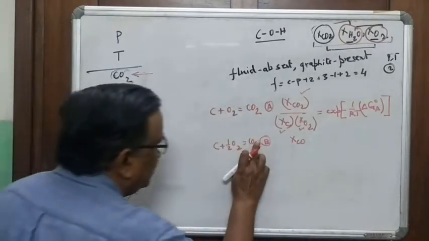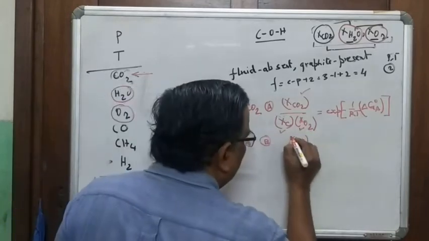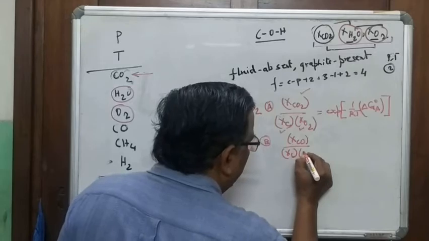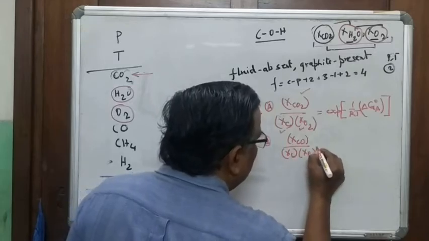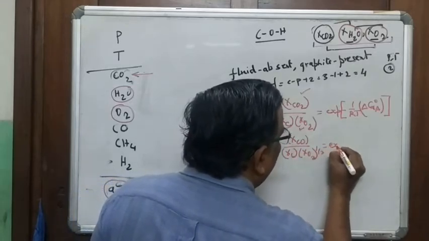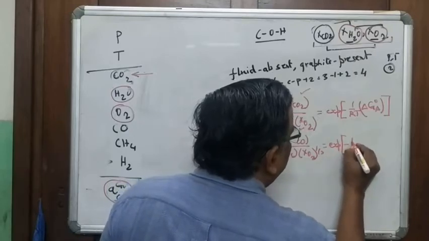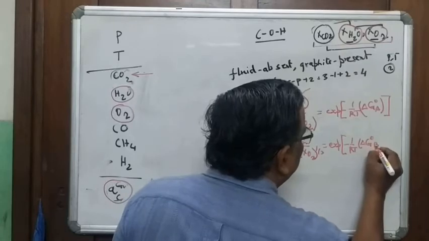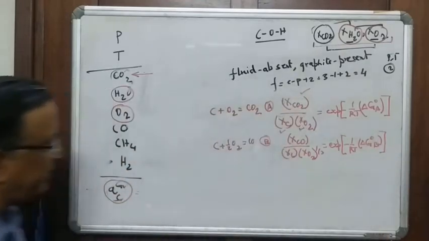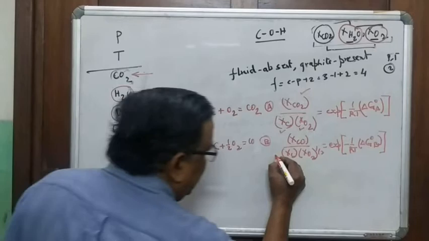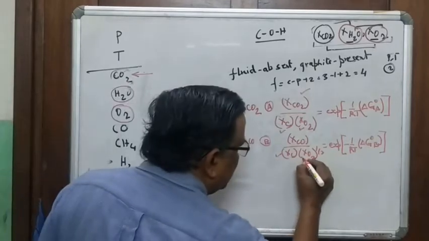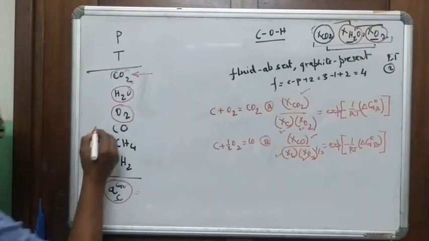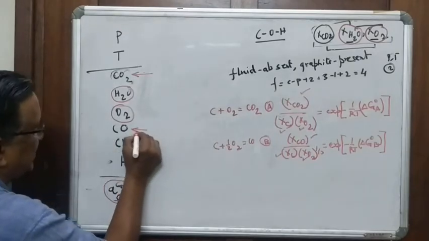No, this is CO. So XCO divided by XC into XO2 to the power half is equal to exponential minus 1 by RT into delta G0B. Now here you see XC is known, XO2 is known, XCO is known. Now I can get out the XCO value. So here we get the XCO values.